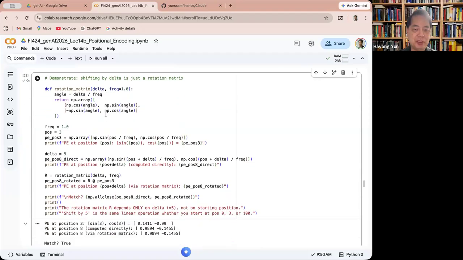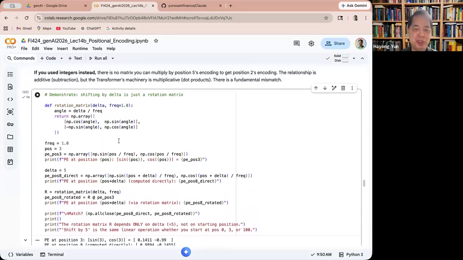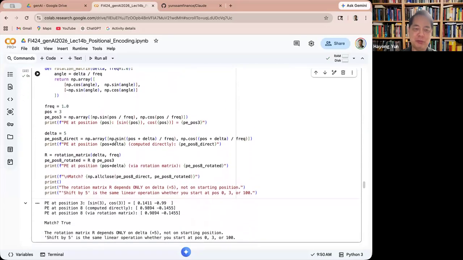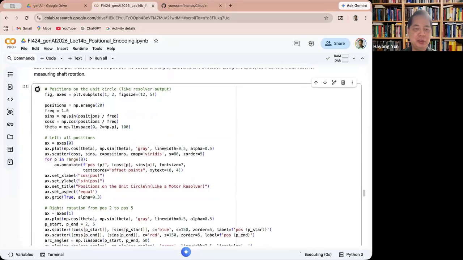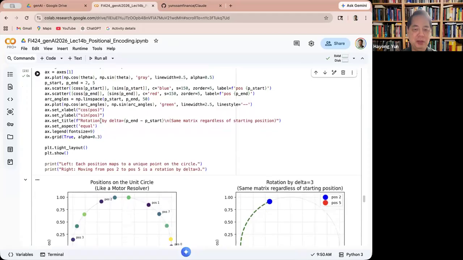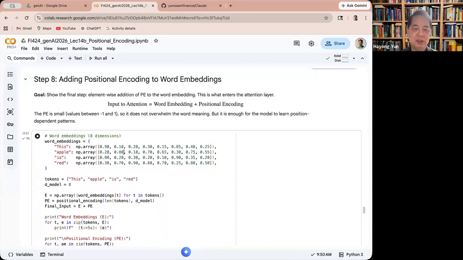So anyway, here is some of the rotation where you can manually compute with this rotation matrix all by hand. And visualizing the rotation here, with a couple of positions, it can show you position 1, position 7, 0, 6, and so forth. So I can easily see position 2 here and position 5 here, and how distant they are.